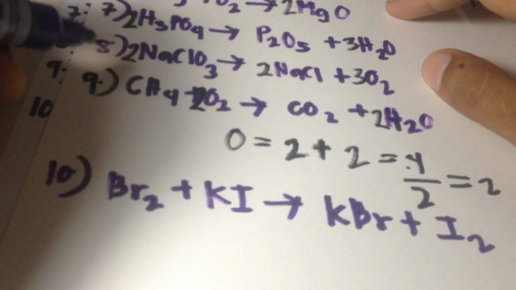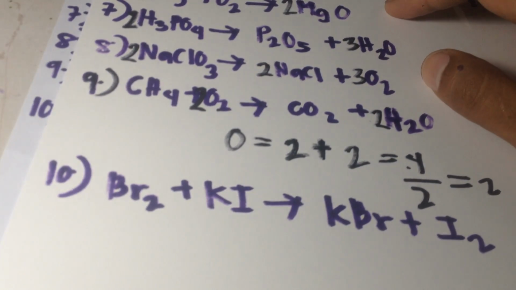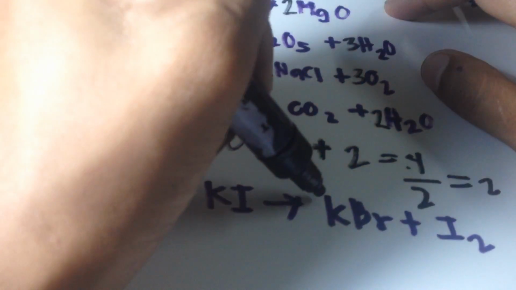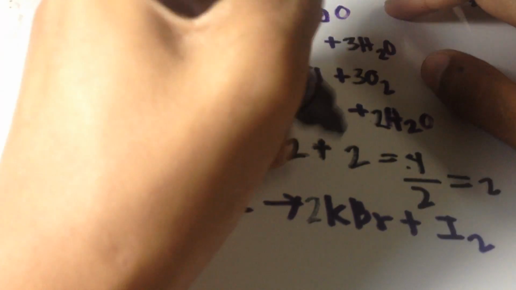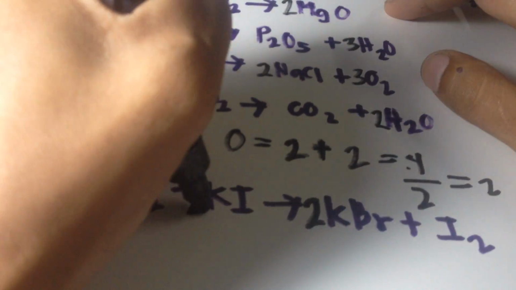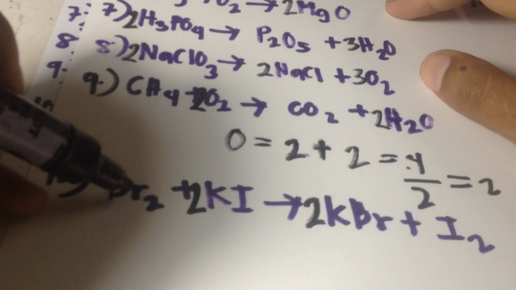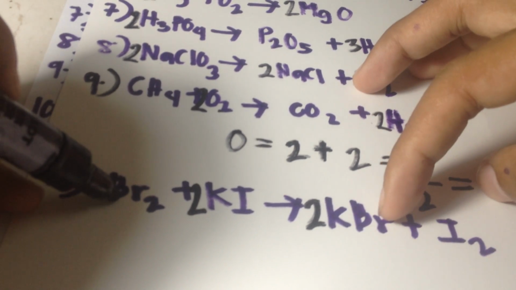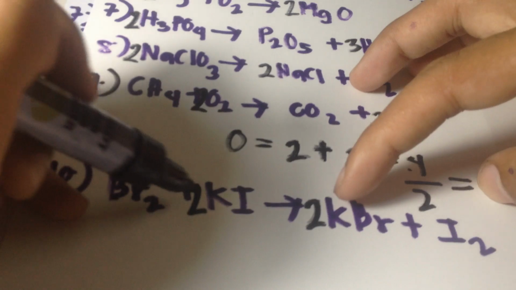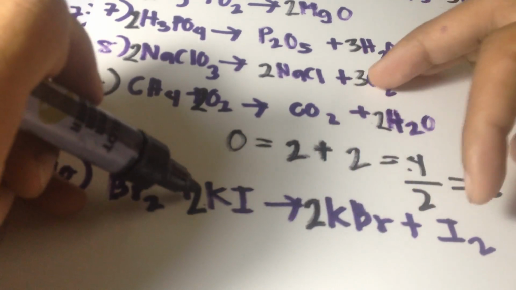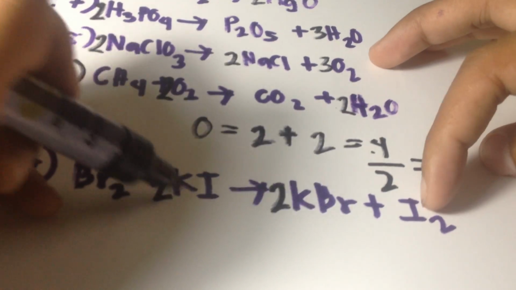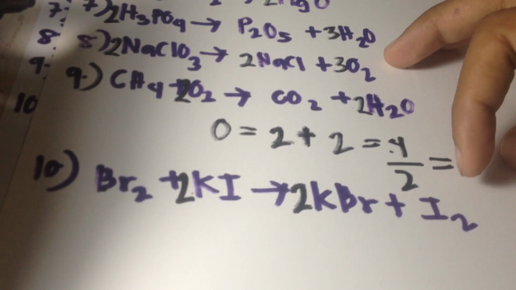So we need to balance here. So balance, multiply by 2 here and 2 here. Okay. So bromide has 2 subscript and potassium has 2 subscript and iodine has 2 subscript. So the reaction is balanced.